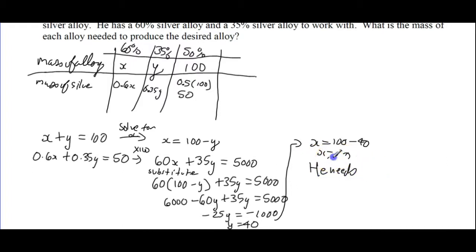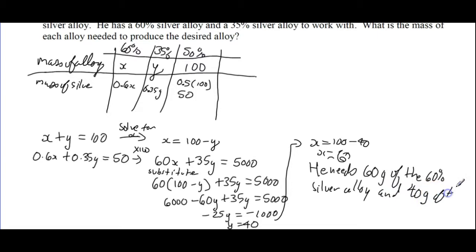So he needs 60 grams of the 60% silver alloy, and 40 grams of the 35% silver alloy.